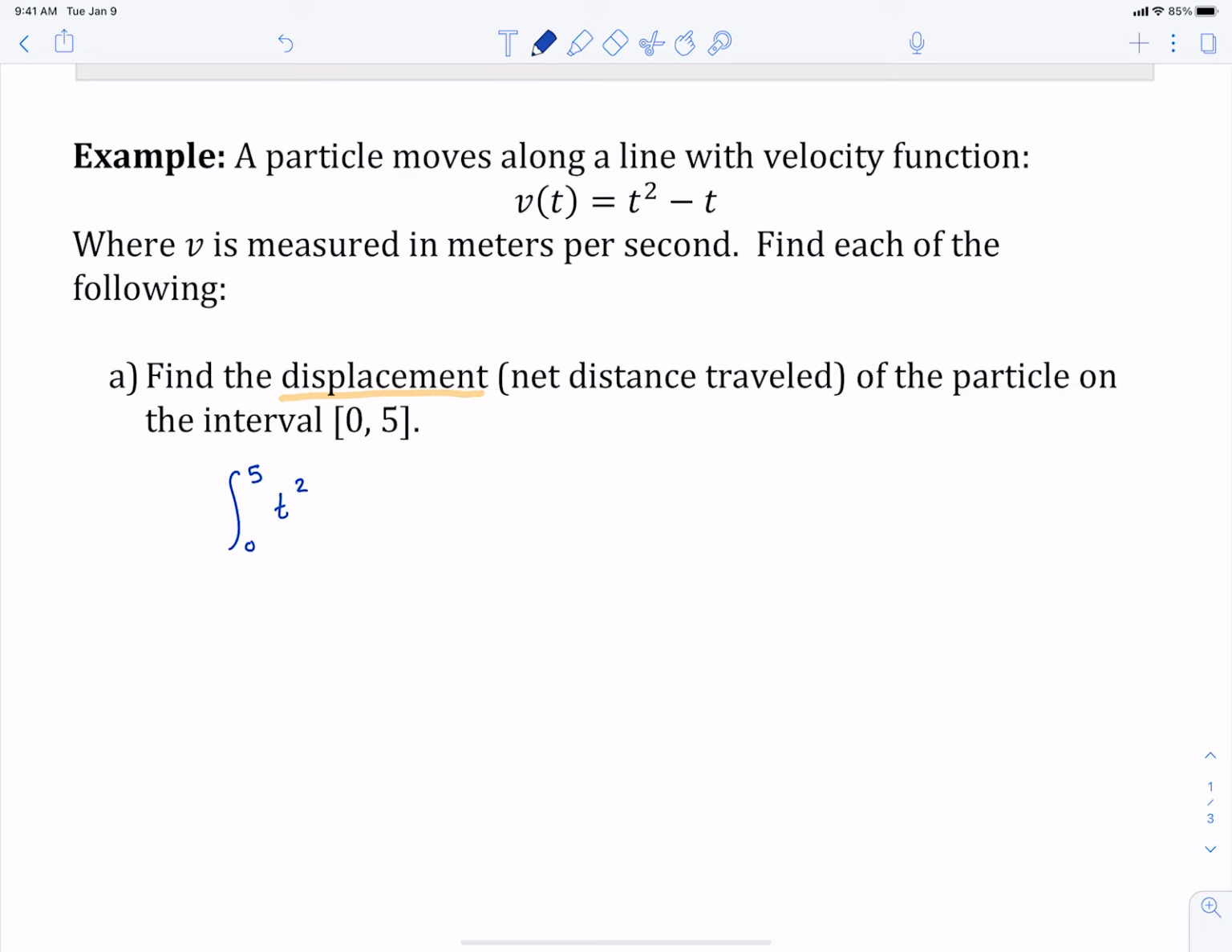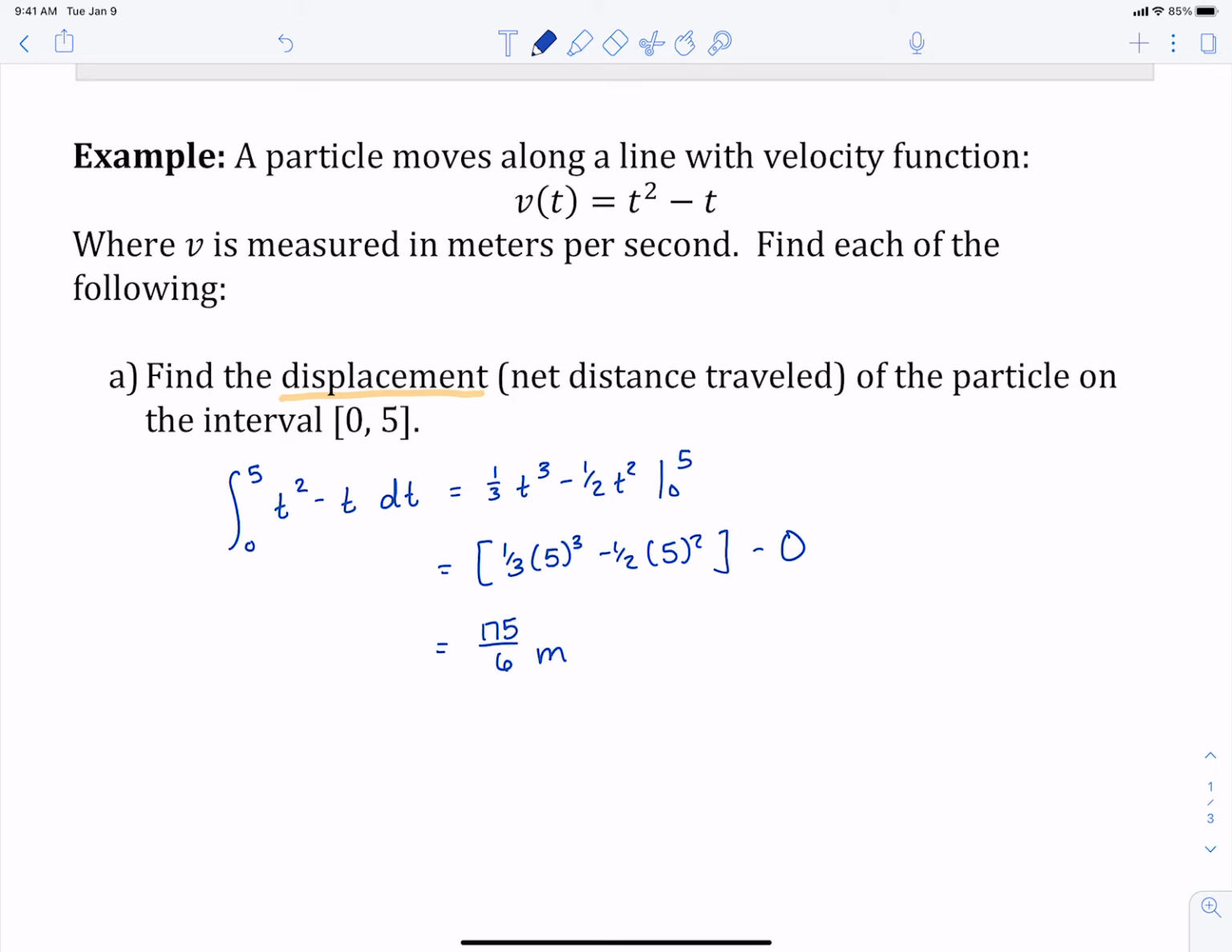This is our regular old integral, exactly what we're used to. Find that antiderivative, and from 0 to 5, plug in 5, minus 0, but it is nice that this one's 0. And we get 175.6 meters as our units, and this is approximately, if we want to know a little more what this is, 29.17 meters. So this is our net distance traveled.